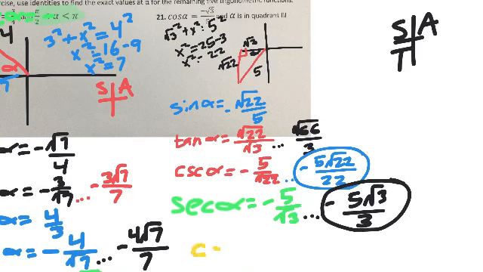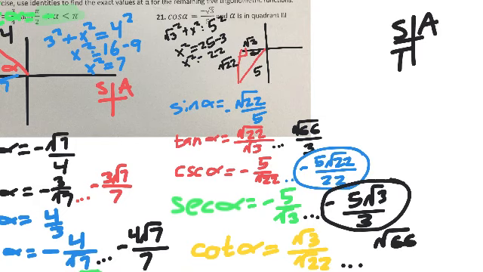Okay, then the last one here is cotangent. So I'm going to flip the original before I rationalized. So it's going to give me radical 3 over radical 22. So I'm going to multiply top and bottom by radical 22. That's going to give me radical 66 over 22.